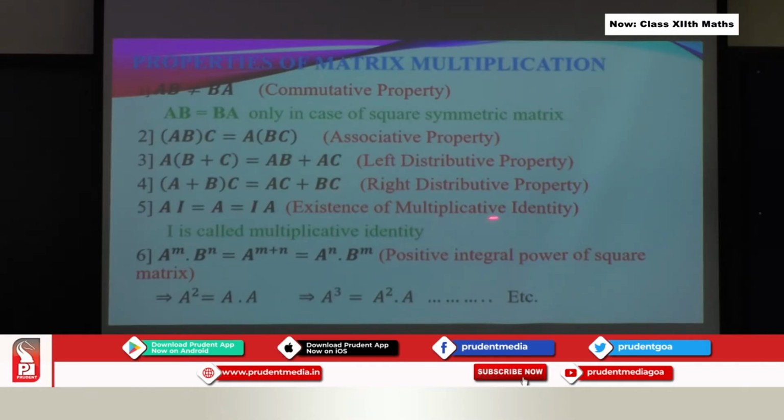Next is the existence of multiplicative identity. When I talk about the existence of multiplicative identity, basically when you multiply any matrix with the identity matrix, you get back the original matrix. You can see over here A into I is equal to A.